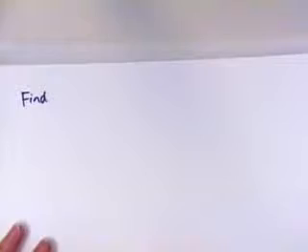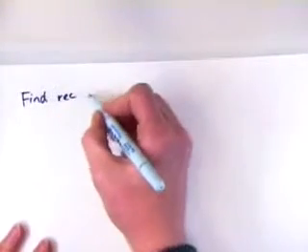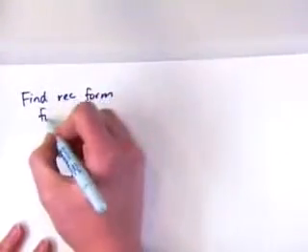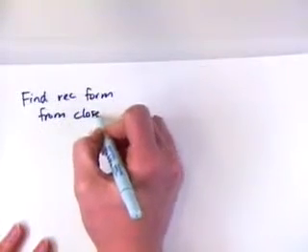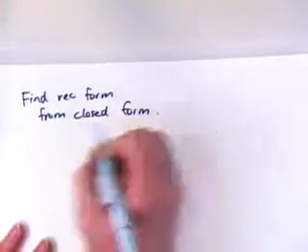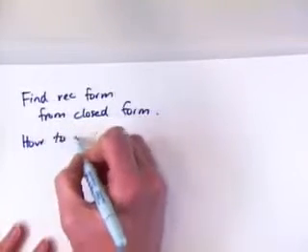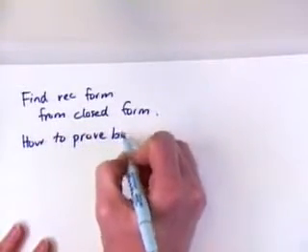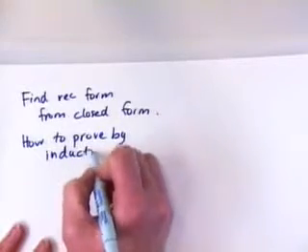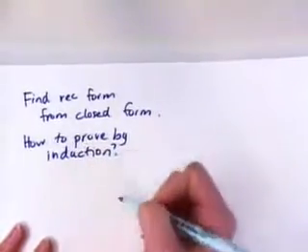Yes? Whenever you are supposed to find the recursive form from the closed form, how do you go about proving your recursive form by induction? Right. So the question is, we have to find the recursive form from the closed form? Right, and then the main question I have with that is proving by induction. So the question is, how do we prove by induction? And my answer is exactly the same way as if you had found it the opposite direction.